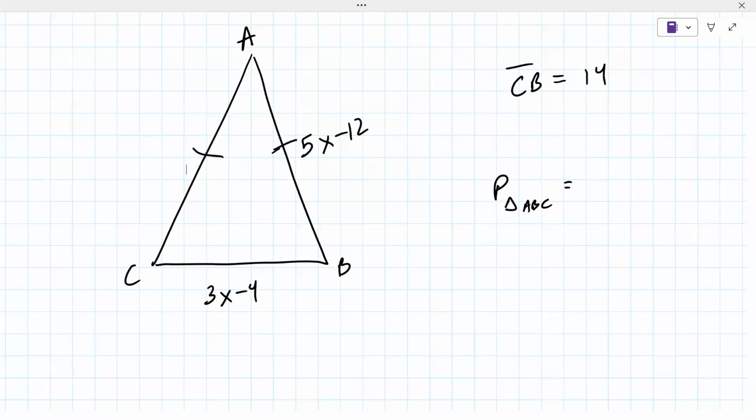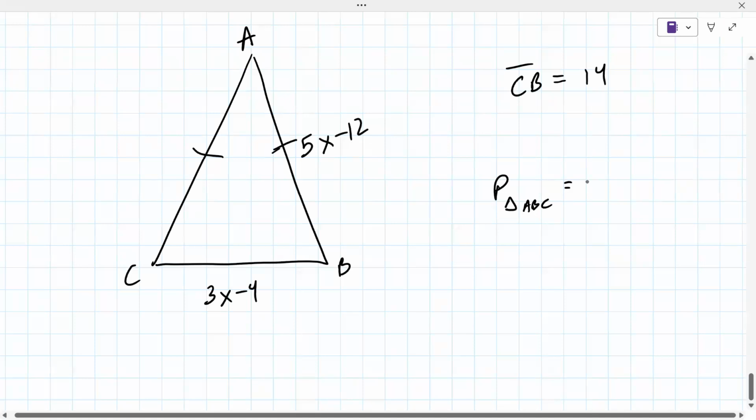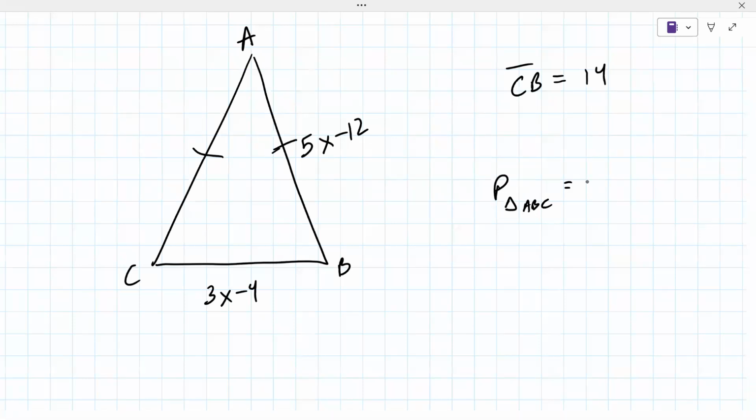So 18 times 2 is 36. 36 plus 11, 47. What was the length of AB? 18. Okay, so what was the length of AC? I added 11, I have 11 stuck in my head from the last problem. It's 36 plus... Good catch. It's 50, right?